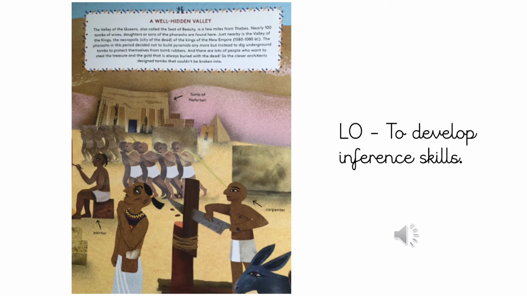1085 BC. The pharaohs in this period decided not to build pyramids anymore, but instead to dig underground tombs to protect themselves from tomb robbers. And there are lots of people who want to steal the treasure and the gold, which is always buried with the dead. So the clever architects designed tombs that couldn't be broken into.